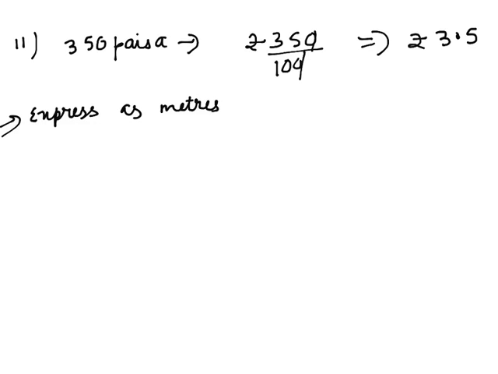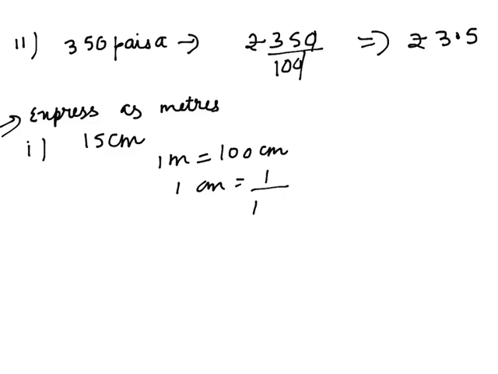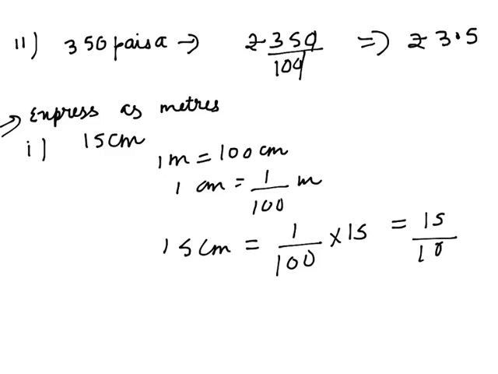Next we have to express the given centimeter as meter. Here we have 15 centimeter. We will use the same thing. 1 meter is equal to 100 centimeter, so 1 centimeter is equal to 1 by 100 meter. So 15 centimeter will be 1 by 100 times 15, or 15 by 100. Now we have to put the decimal before the last 2 digits, so it will be 0.15 meter.